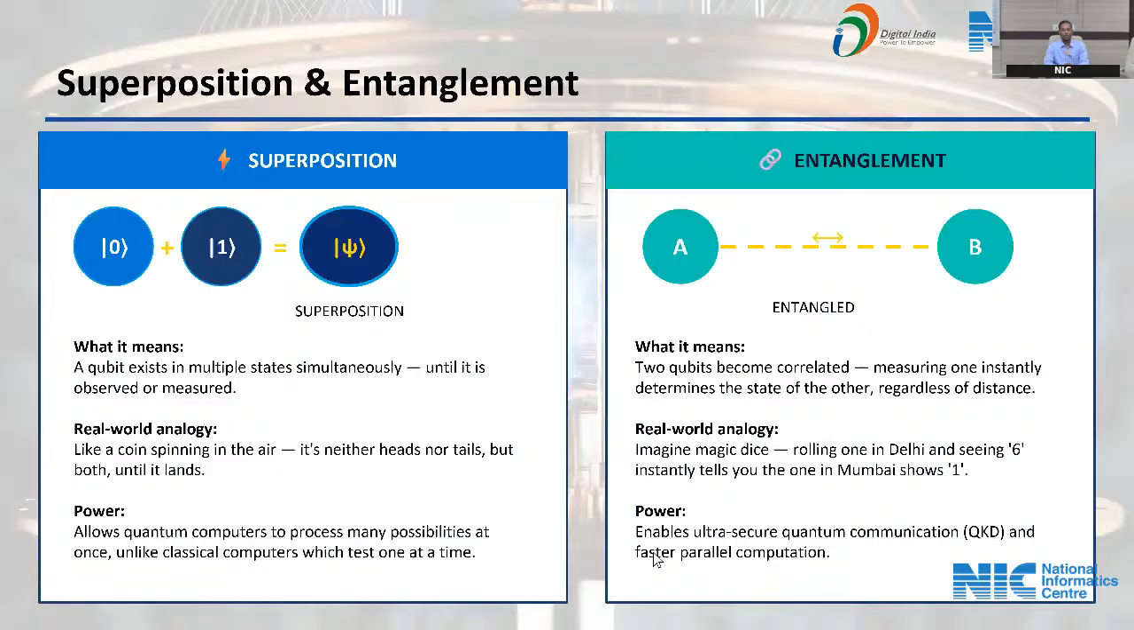When we spin a coin, and till the time it is in air, we cannot say whether it will turn to head or tail, but it is both until it lands on the table or on the floor. So using the power of this superposition, quantum computers process many possibilities at once, unlike classical computers.